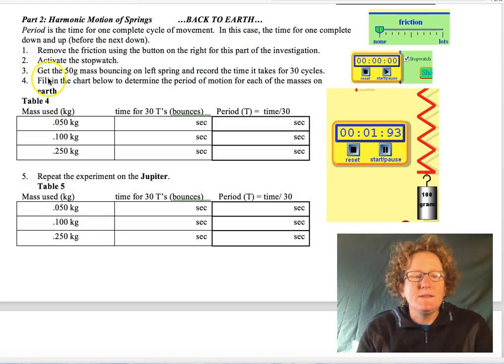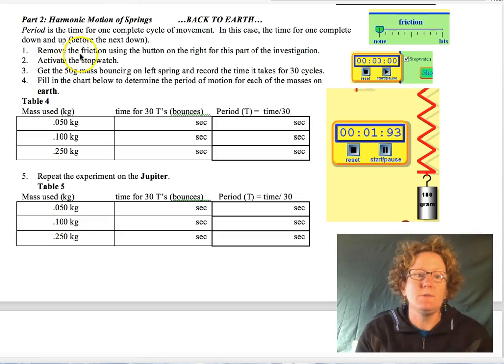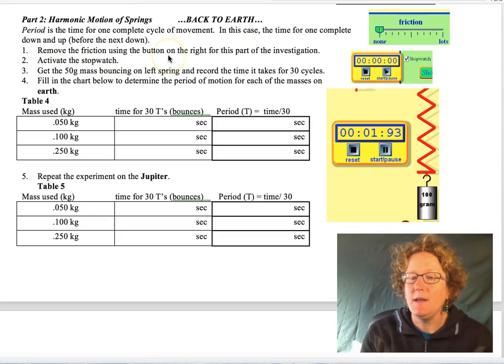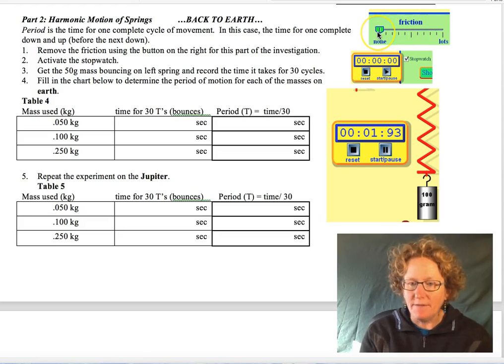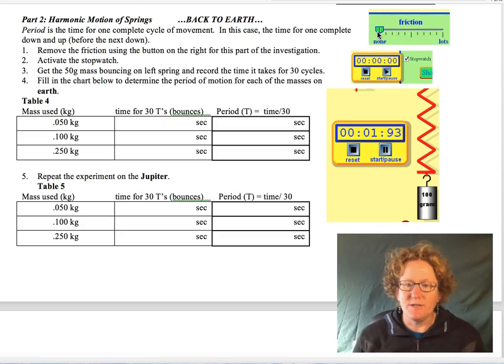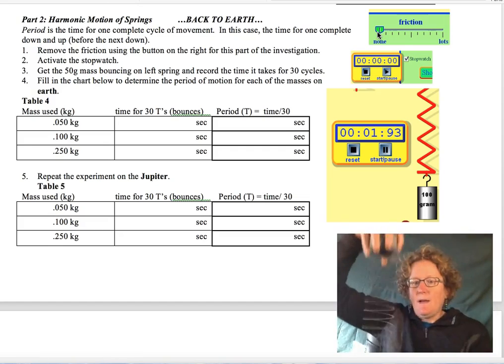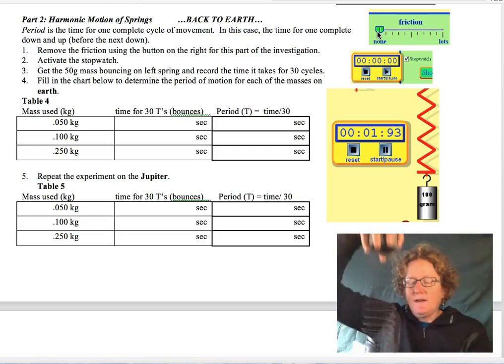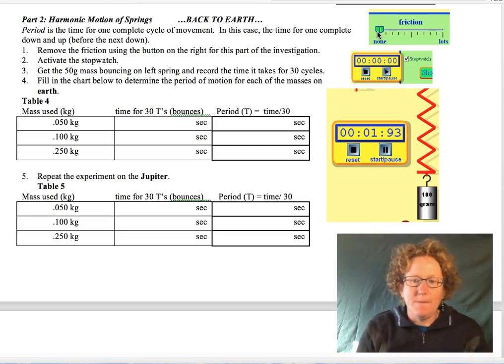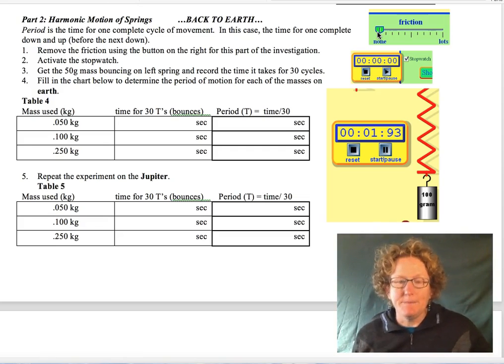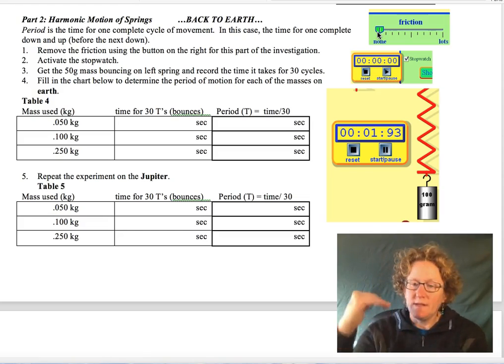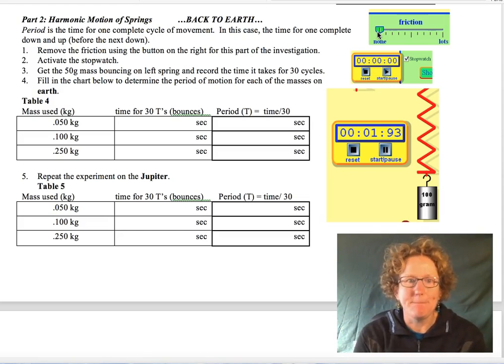So it says here in the directions that we should remove friction using the button on the right. We'll look for this little green slider and move it all the way to the left so that there's no friction in the system. And so our spring will just keep going up and down, and none of the energy will be converted to heat, and so it can all stay in the bouncing.